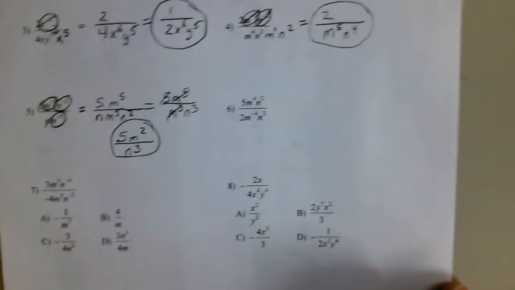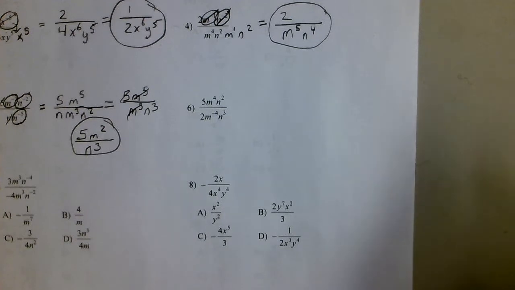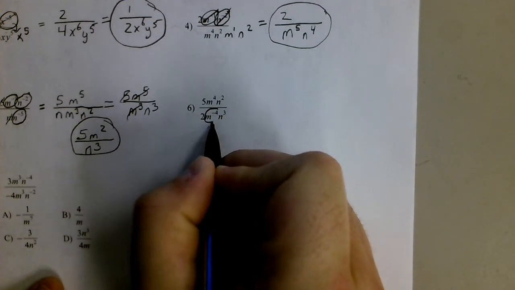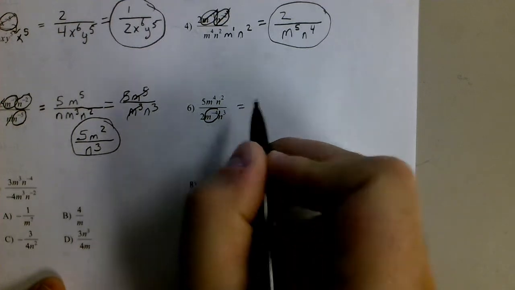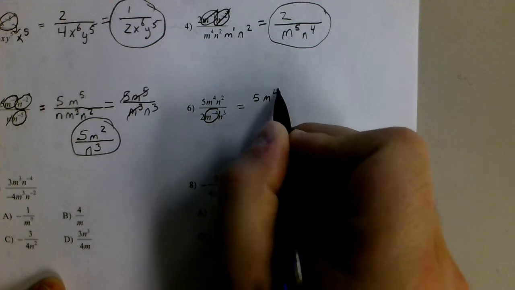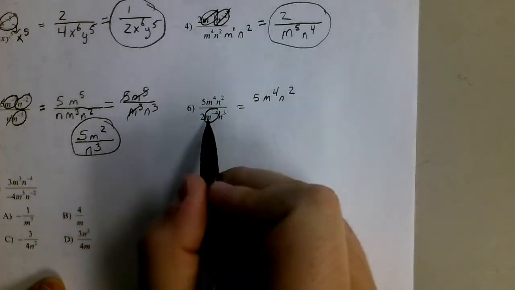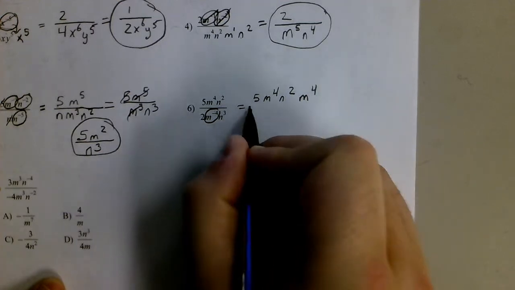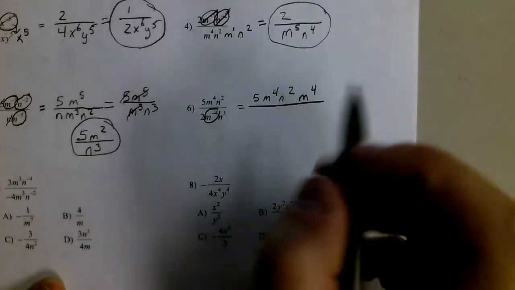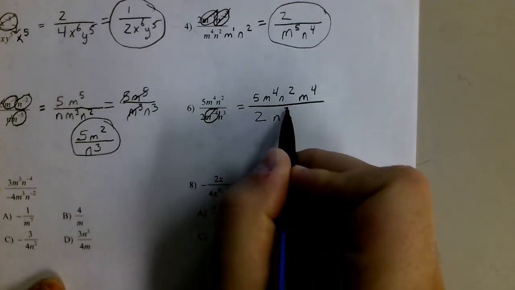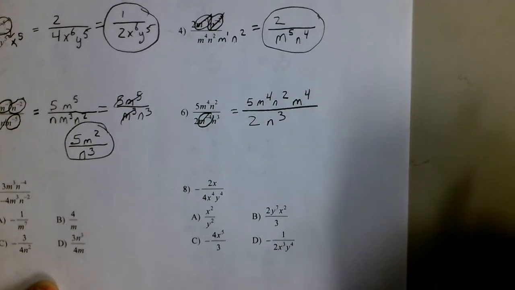And then lastly, number 6. So again, we're going to take our negative exponents and move them first. So I've got 5 m to the fourth n squared, and then I'm taking this m to the negative fourth, moving it to the top, making it positive. Then I've got 2, and I took care of this already, n to the third on the bottom.